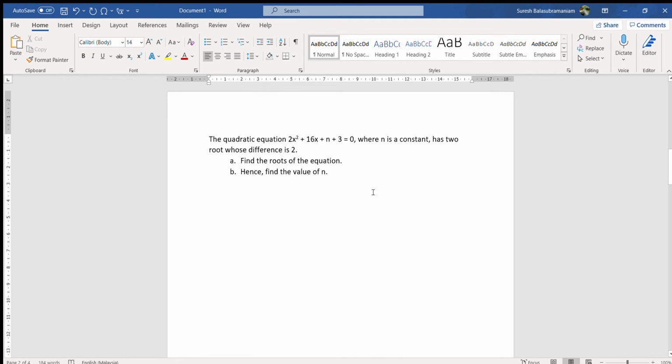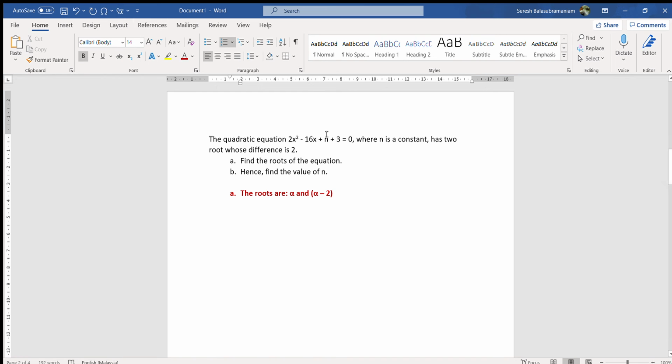Okay, so this is a minus actually. To answer question A, first I'll write the roots are... I'll name the first root alpha, and if the first root is alpha, the second root will be alpha minus 2.